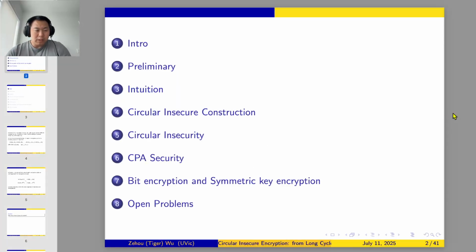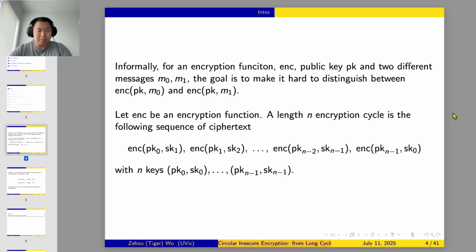So this is a rundown of the presentation, and we will begin with the intro. For an encryption function Enc, a public key PK, and two different messages, generally the goal is for the encryption of M0 under PK and the encryption of M1 under PK to be hard to distinguish.